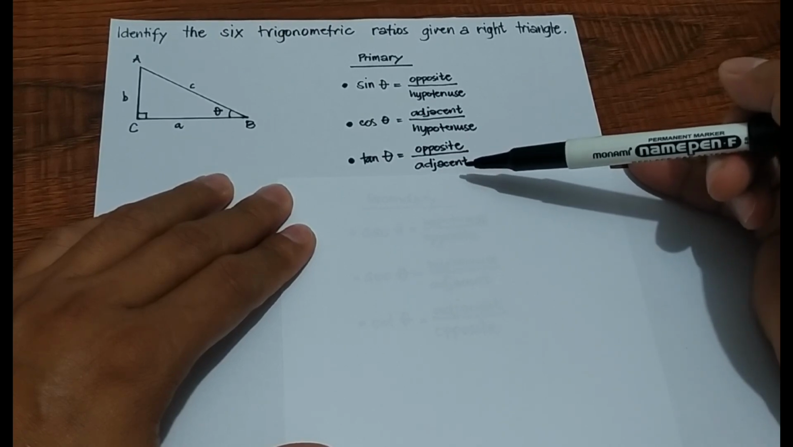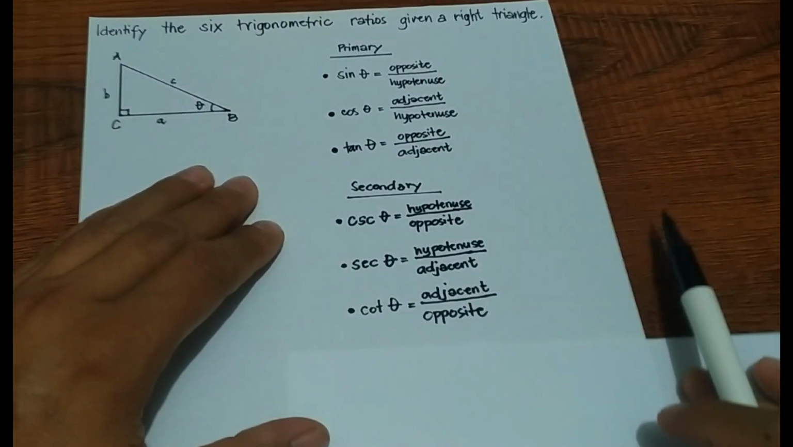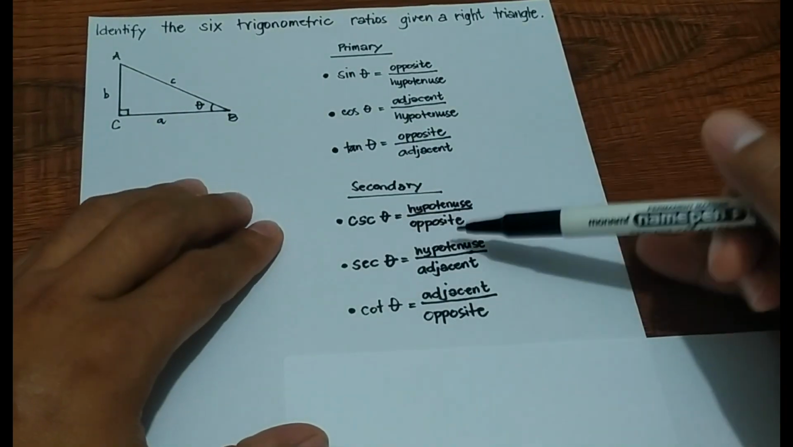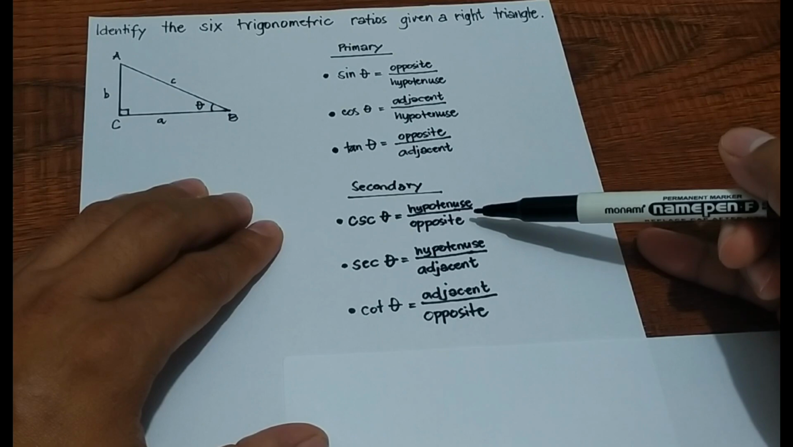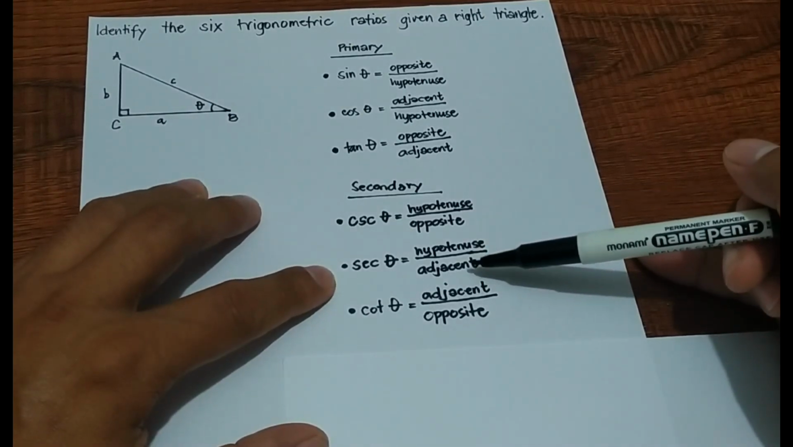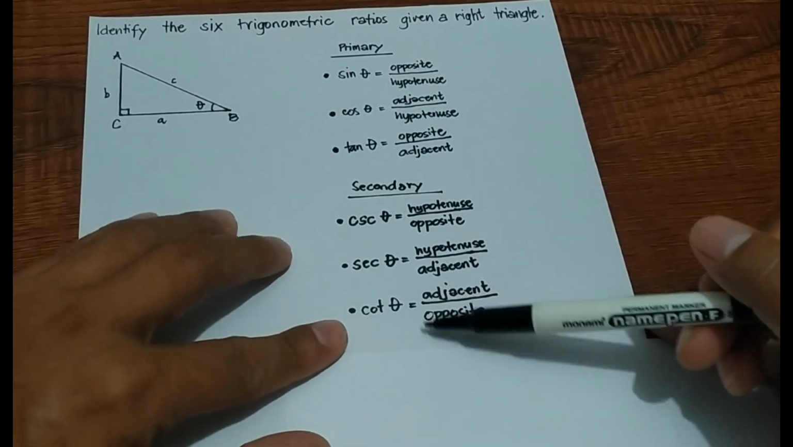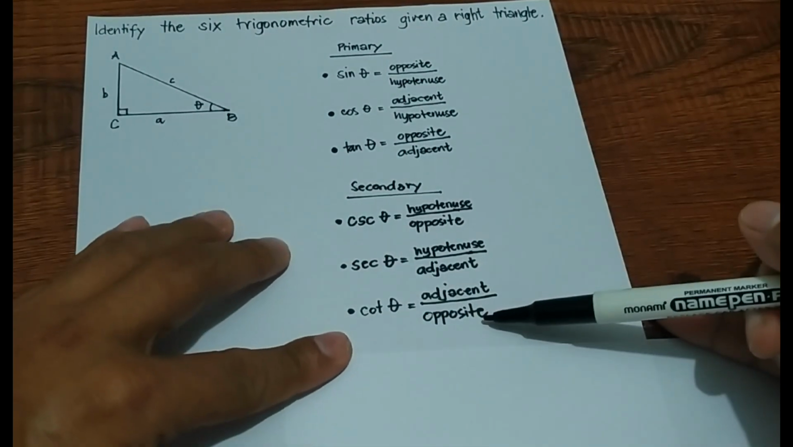Now, how about the other 3 trigonometric ratios, or shall we say the secondary trigonometric ratios? These are the cosecant theta, which is hypotenuse over opposite, and secant theta is equal to hypotenuse over adjacent, and we have cotangent theta, which is equal to adjacent over opposite.